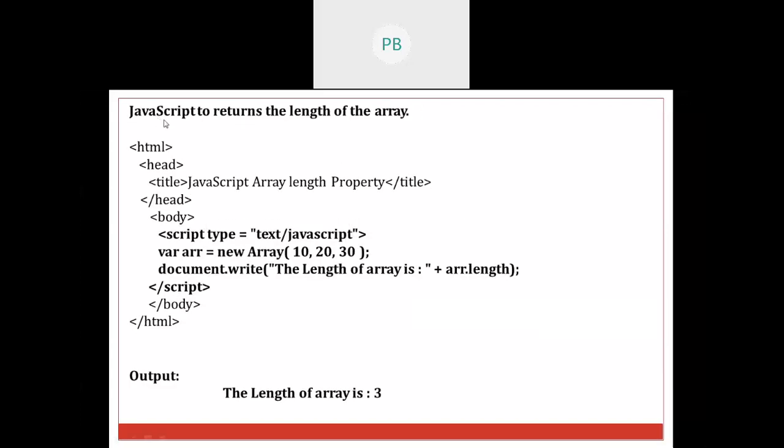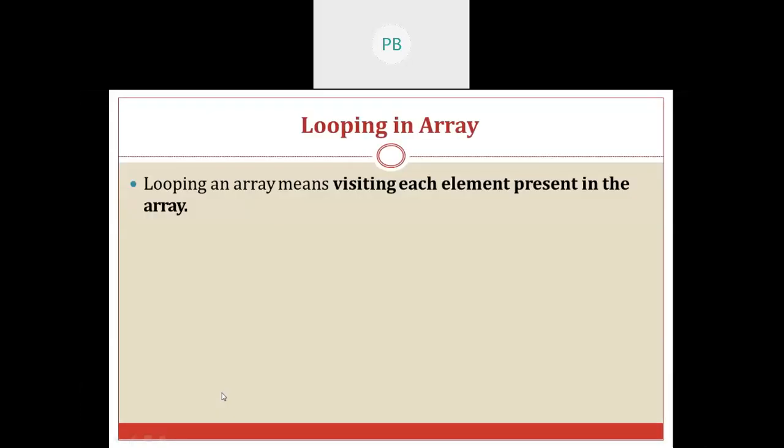The next example shows JavaScript to return the length of an array. If we want to find the length of an array, then we use the property array.length, where ar = new Array. document.write("The length of the array is " + ar.length). The output of this program will be: the length of the array is 3.